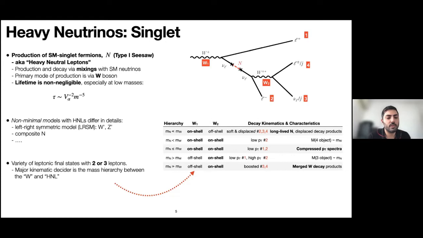And the most important characteristic of such signatures is the variety of leptonic final states with two or three lepton decays. So you can imagine this picture on the left where I have these numbers, 1, 2, 3, and 4 in the final state objects. And typically searches consider leptons at positions 1 and 2, and then at positions 3 and 4, you can get leptons or jets depending on how you assume the W is decaying. And the major kinematic decider is, of course, the mass hierarchy that you have between the W and the heavy neutral lepton. And depending on whether one is heavier or much heavier than the other, you can get a very diverse set of final states, including long-lived particles, as we'll talk about, compressed spectra, soft leptons, or merged W decay products when this W is really boosted.